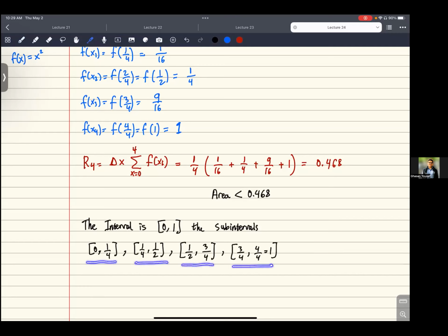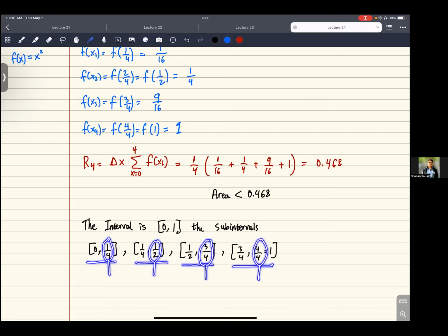For each of them, I take the high as the right endpoint. The first interval, the high was f of 1/4. The second interval, the high was f of 1/2. The third interval, the high was f of 3/4. The fourth interval, the high was f of 1.